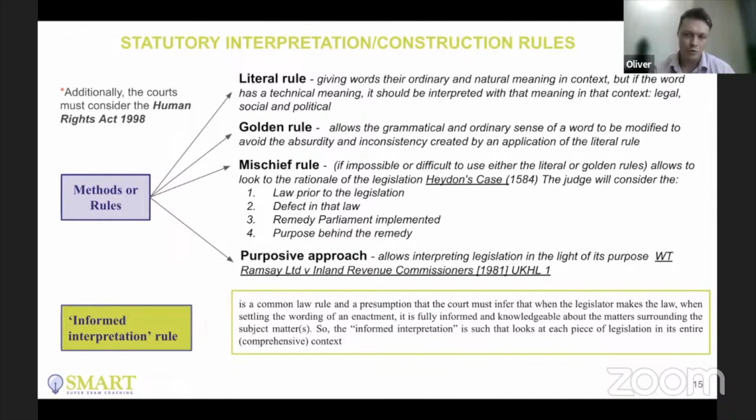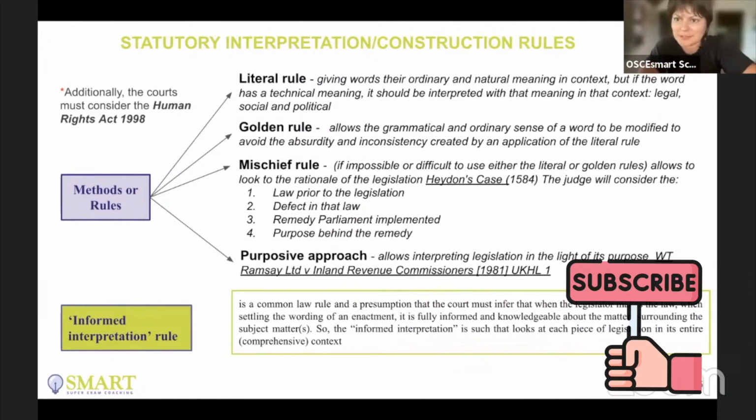The mischief rule. Sorry, Olga, I don't know if you... Yeah, exactly. My question was, so we know what is in between. We don't know the other side. So literal rule on one side and mischief rule would be nice to understand.